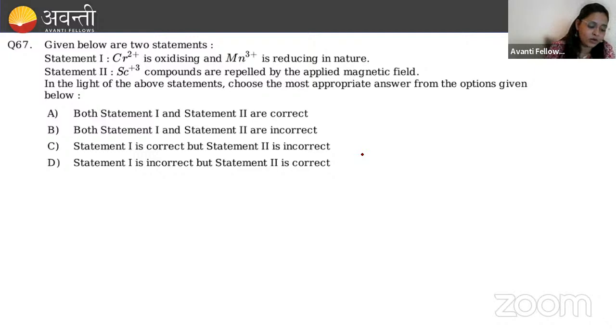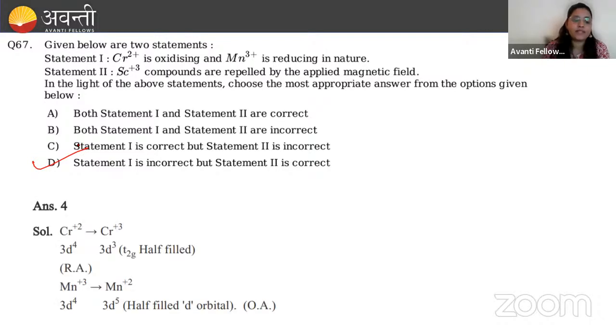ठीक है, हमको यहाँ से statement choose करना है कौन सा correct है कौन सा incorrect है करके. When you read both the statements, you can see that this statement is reversed. Chromium 2+ is actually reducing and Mn3+ is actually oxidizing in nature. That's why statement 1 is incorrect. And statement 2, scandium 3+ compounds are repelled by the applied magnetic field, is correct. And that's why option D is the correct answer. Any doubts in this?